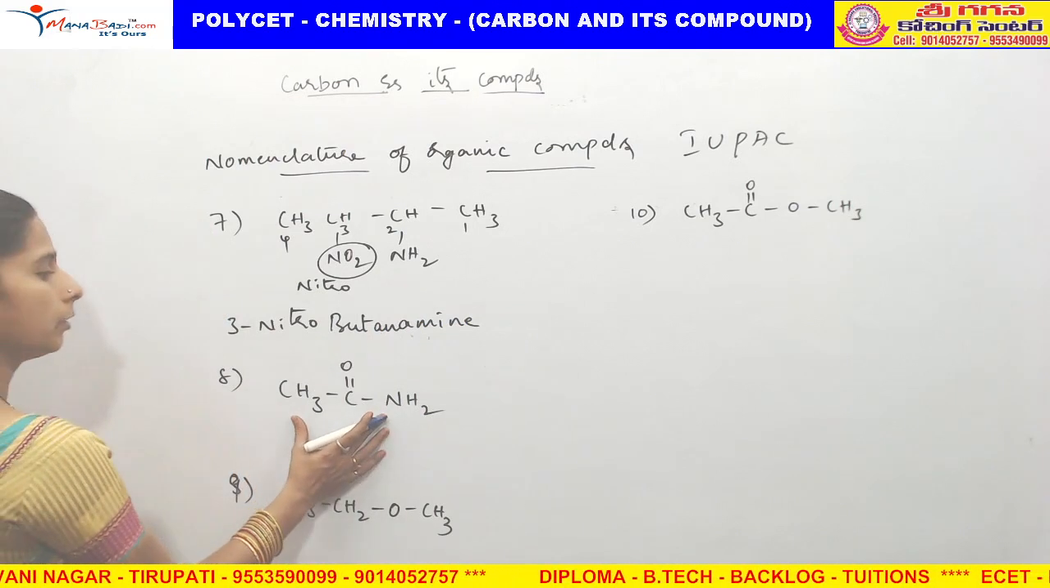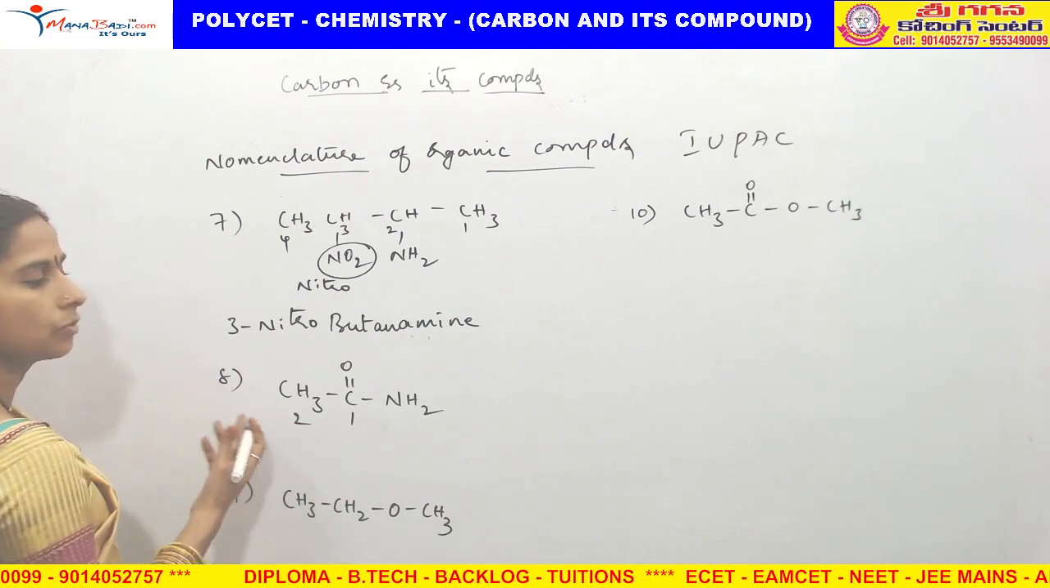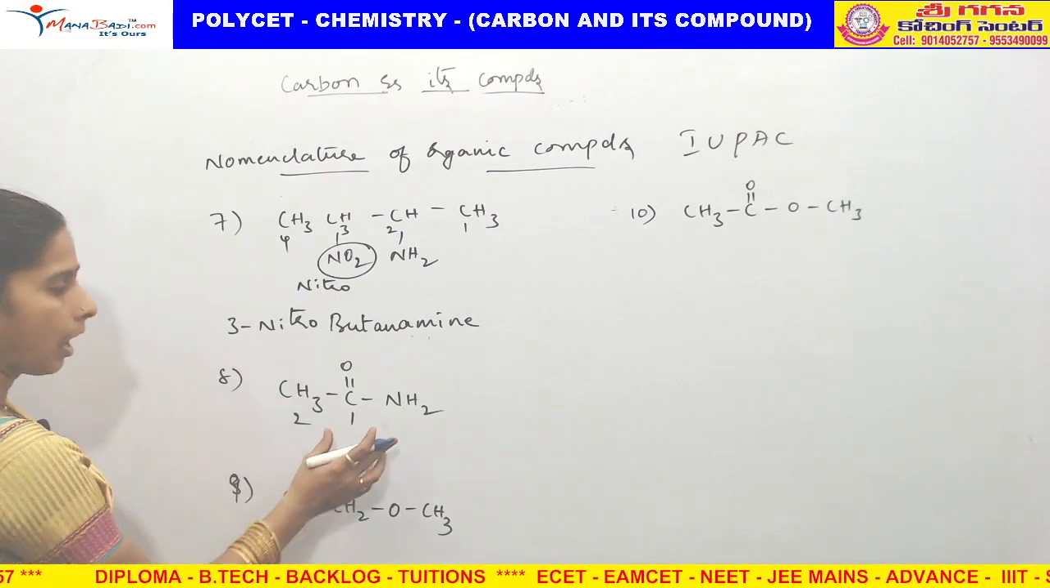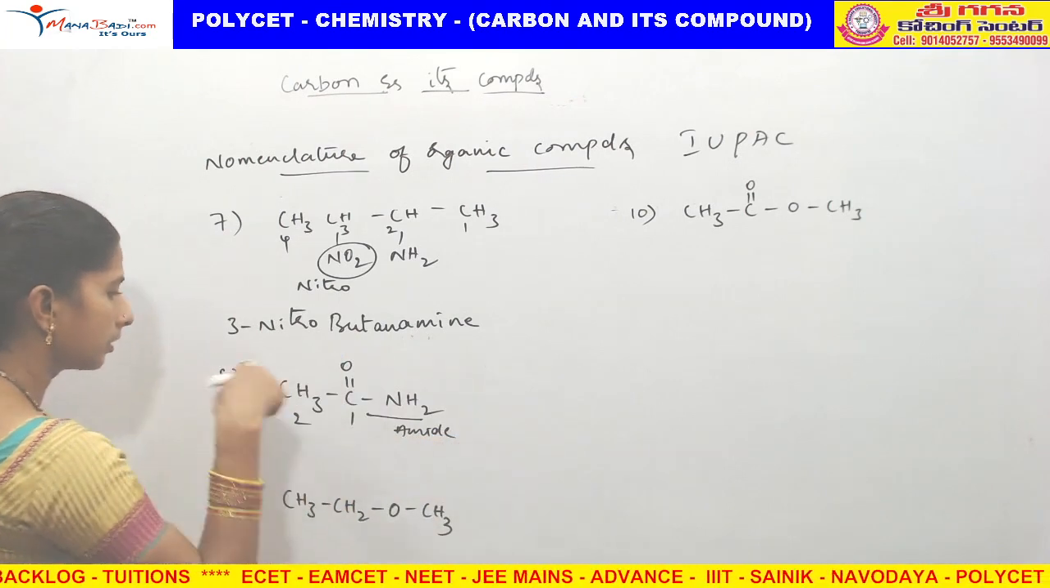And here, come to here. Functional group should get less numbering. 1, 2. There is no other substituent. Amide group. This is what? Amide functional group. You can check it.